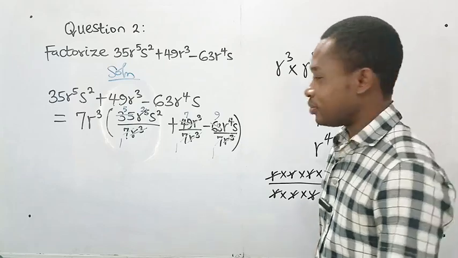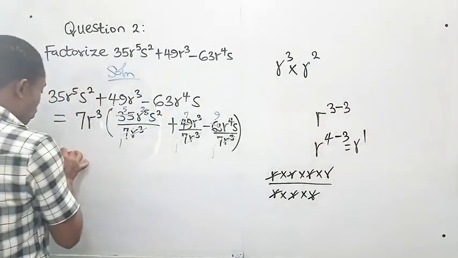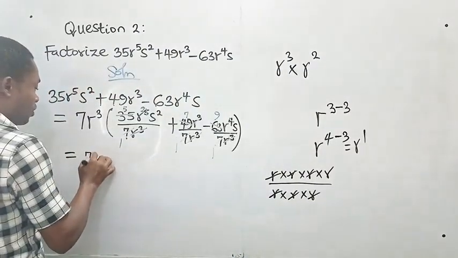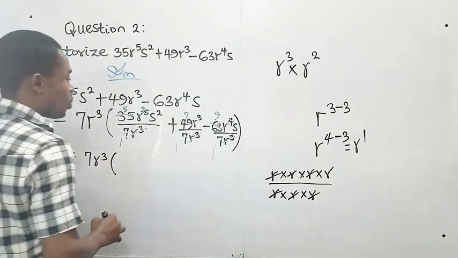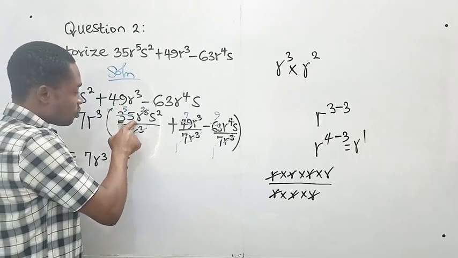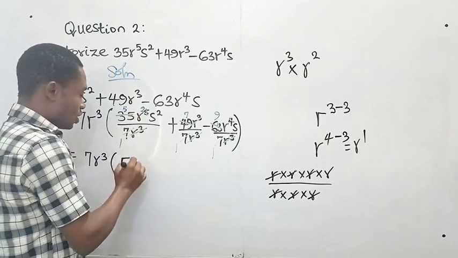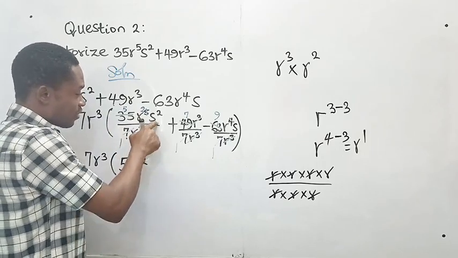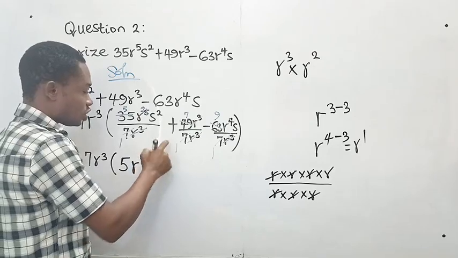We are moving on. This will now be equal to 7r raised to power 3, open bracket. Now what do we have left in the bracket? The number here is 5. It is going to multiply r raised to power 2, which is r squared. And you have s raised to power 2 here that you did not touch.